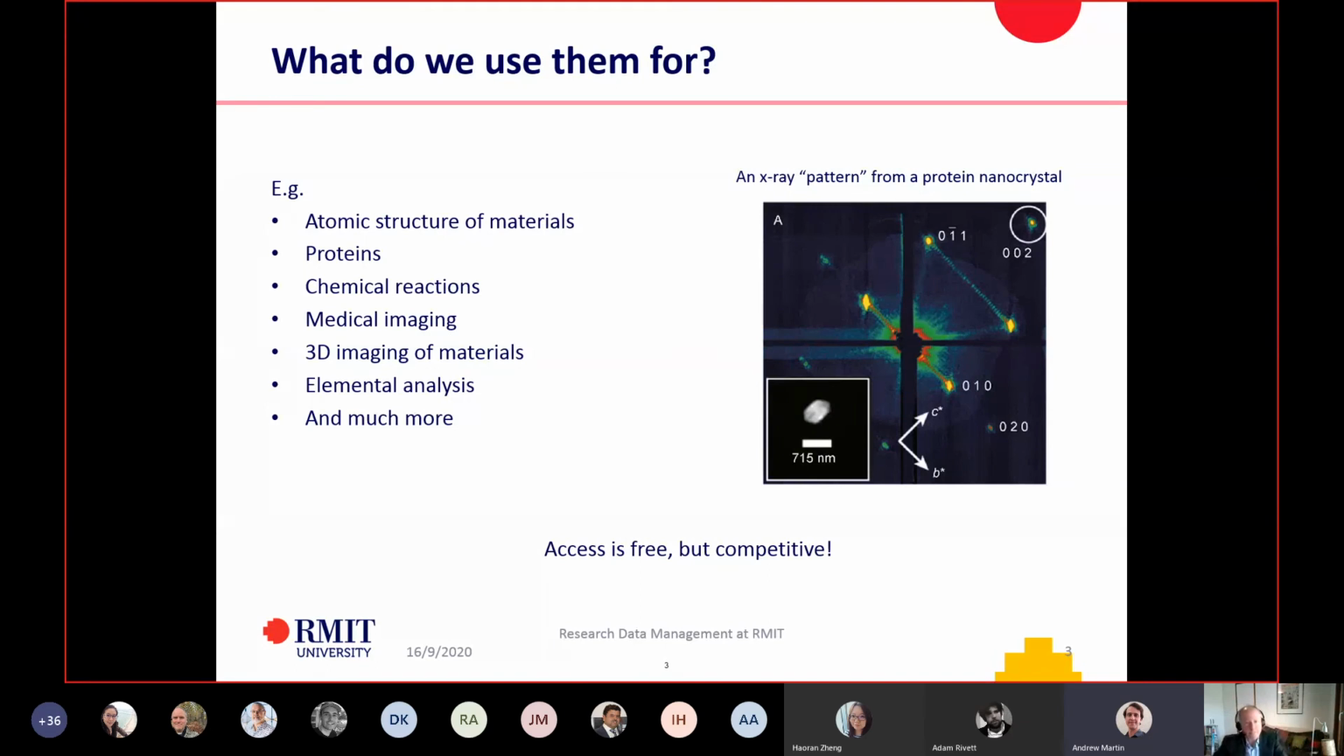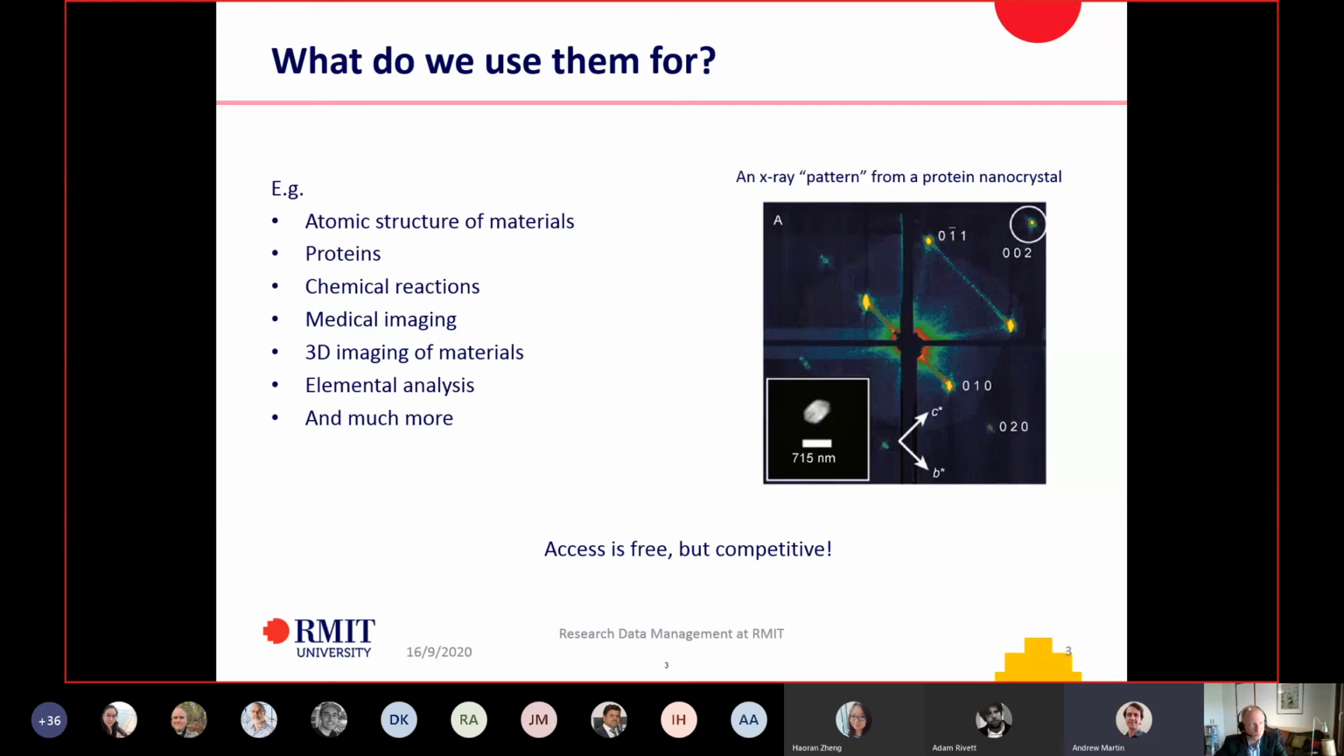Another aspect of these experiments is that access to these facilities is usually free. Most of these facilities are government built, and there are many different countries around the world. They all pretty much operate on the same principle, which is that the government builds them, sometimes with some industry partnership, but they build them mostly for fundamental science.